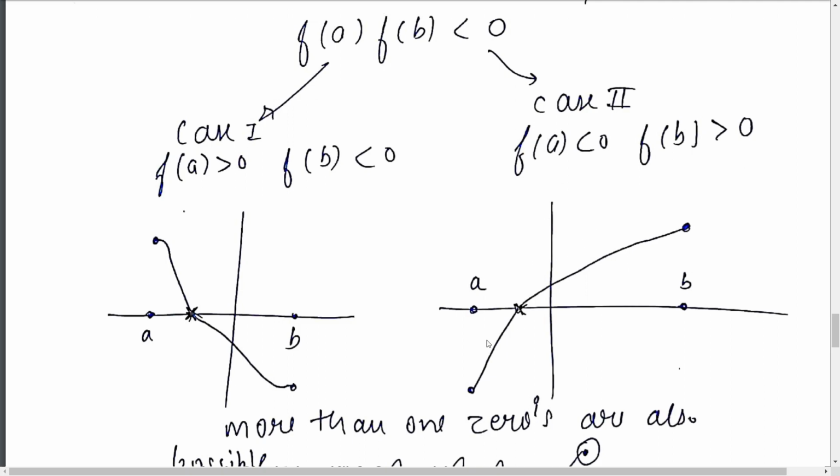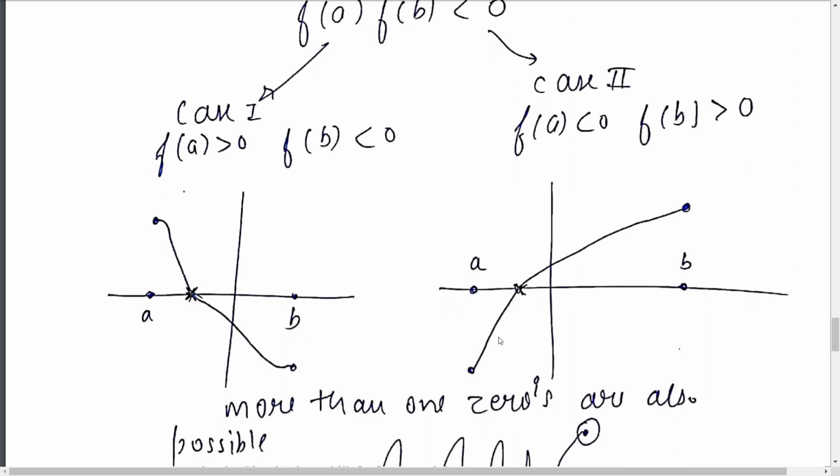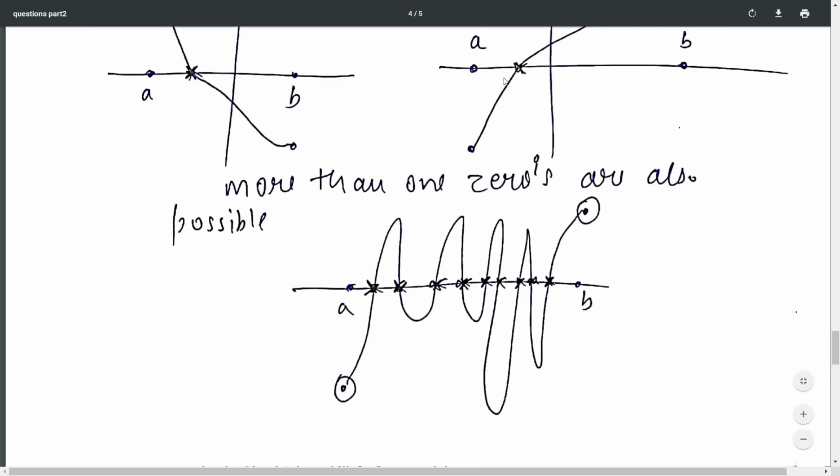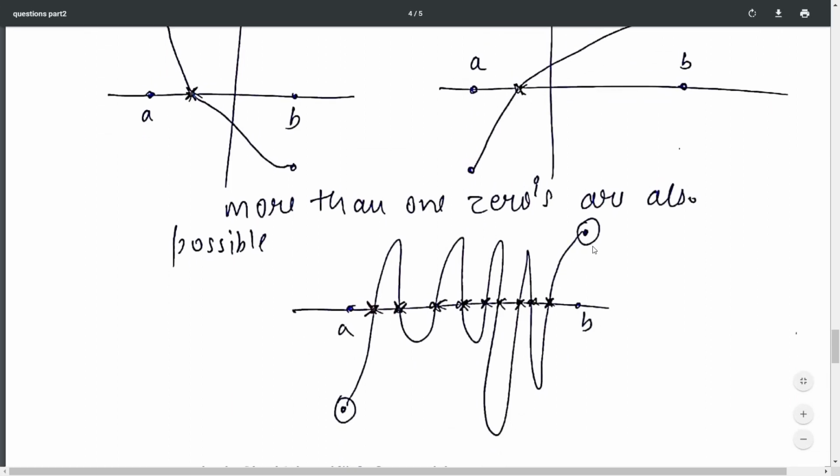Just I mean to say, it will definitely cut at least once. Similarly, in this case, f of a is less than 0 and f of b is greater than 0. You have to join these points some way, so it will definitely cut the x-axis once. So there will be at least one zero. What I mean is that there can be more than one zero also. In this case, suppose f of a is less than 0 and f of b is greater than 0. So the graph can be like this also, no? There are multiple zeros in this case. What is a zero? The point where the graph cuts the x-axis. So there is a possibility of multiple zeros also.